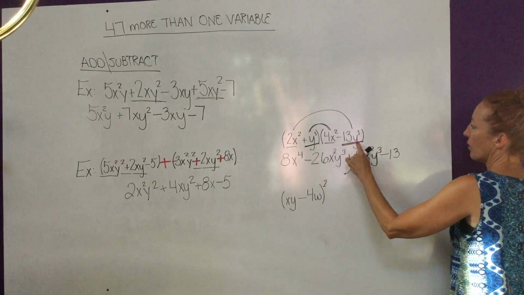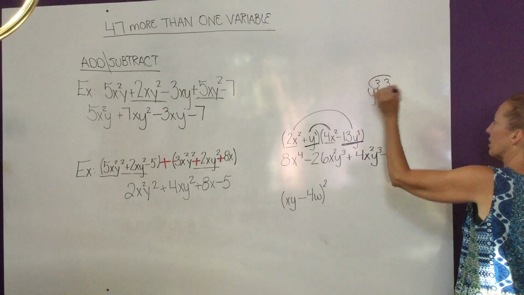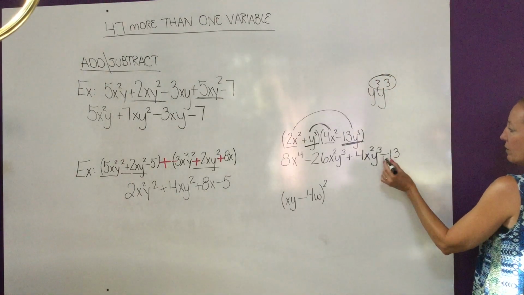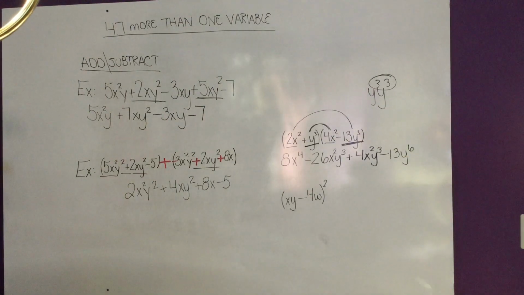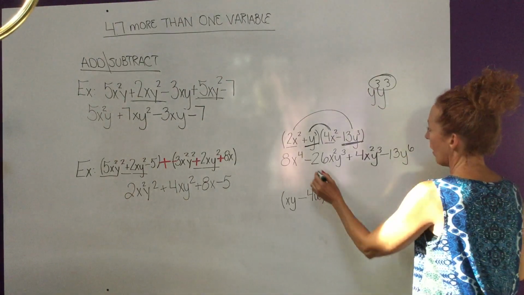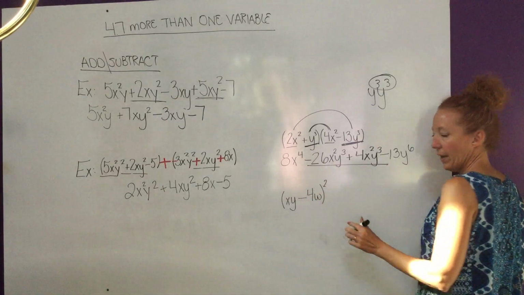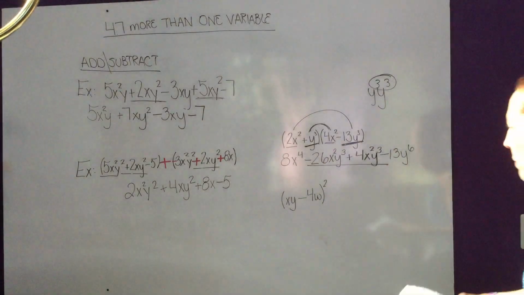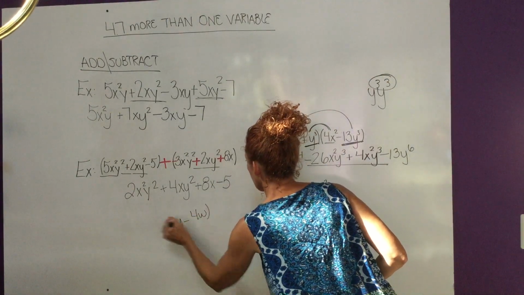And then y to the third times y to the third. We're just going to add those together, and so minus 13y to the 6th. You've got this. All right, these two are the same. So my final answer, oh, I hope I remember what this is once I erase it. It's y minus 4w squared.